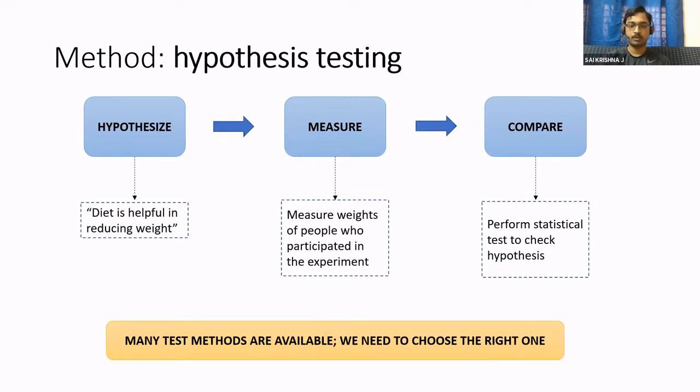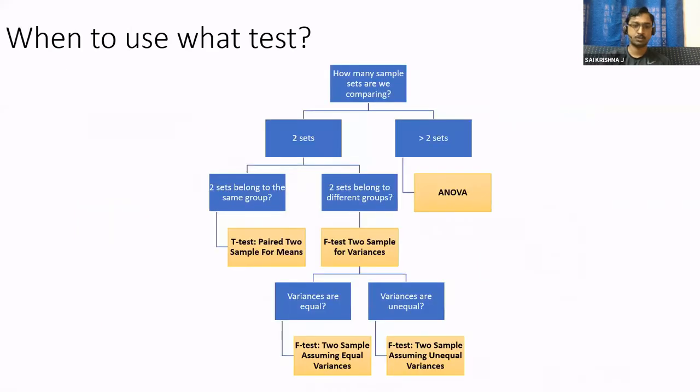So what do I mean by many test methods? Just see this flowchart here. Now this is where it gets a little bit technical. I am just saying when to use what test. First see how many sample sets are we comparing. Are we comparing two sample sets or greater than two sample sets? I've got examples in the subsequent parts of the presentation, so we'll go over what this actually means.